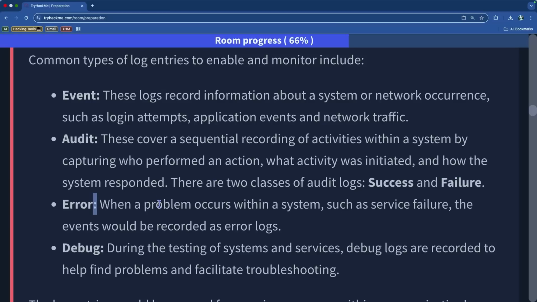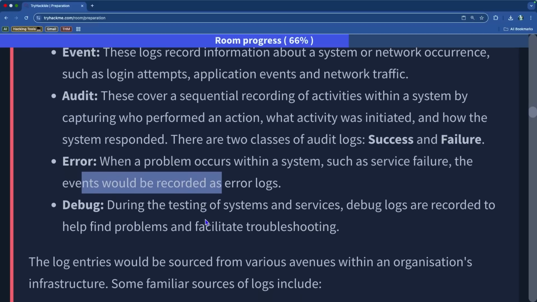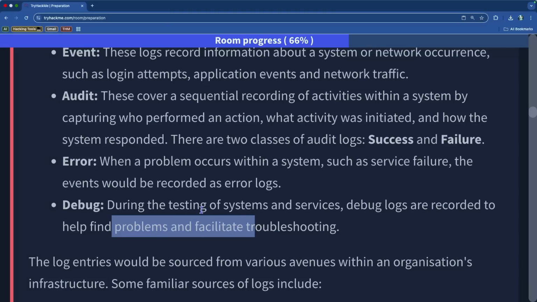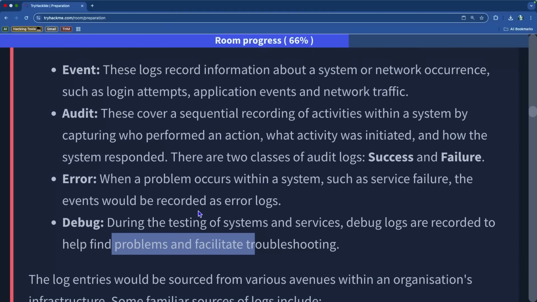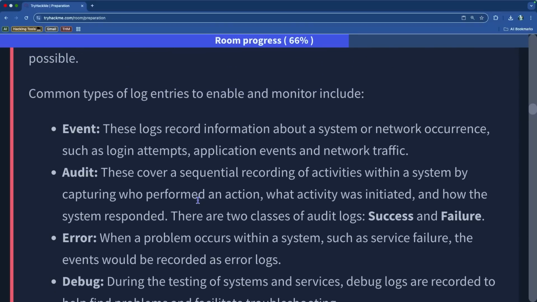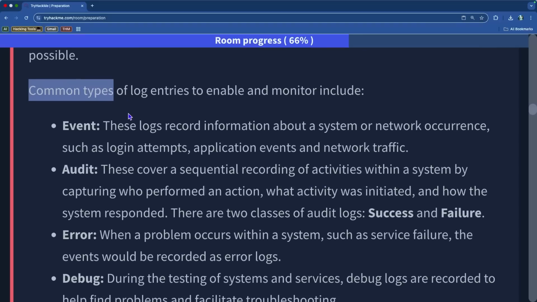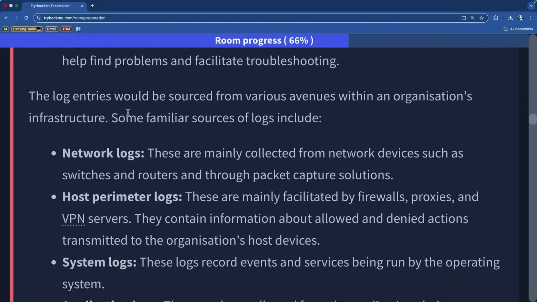Then there is the error log. When a problem occurs within the system, like a service failure, the event would be recorded as an error. And then there's the debug log. During the testing of systems and services, debug logs are recorded to help find problems and facilitate troubleshooting. And then there are individual application logs and software logs that are also very important. There are literally dozens of different types of logs. These are just the most important, or the most relevant, that they felt to mention inside of this specific room. The keyword here is that this is a common list of logs. This is not the extensive full list of logs.